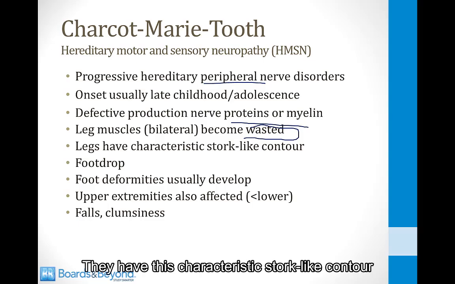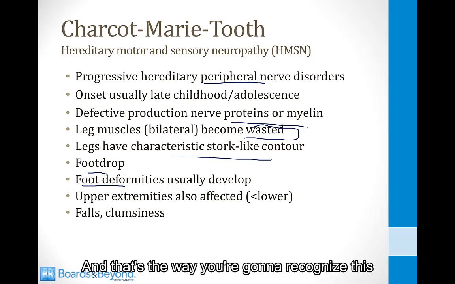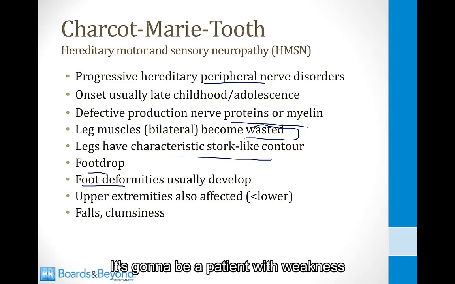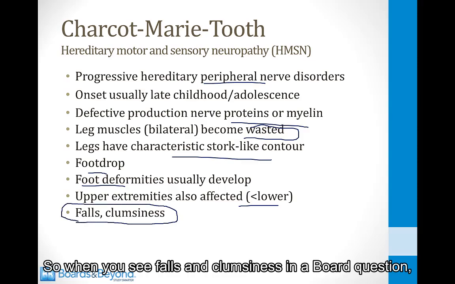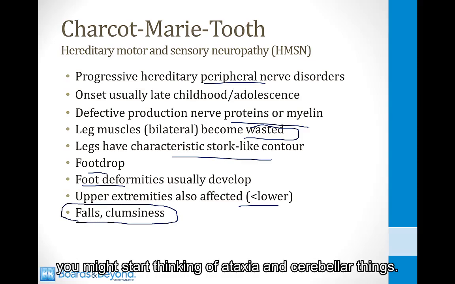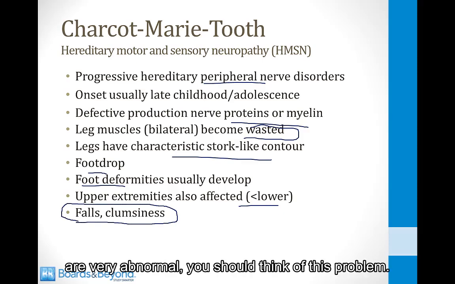They have this characteristic stork-like contour and foot drop, and they can have foot deformities. And that's the way you're going to recognize this in board questions. It's going to be a patient with weakness who has severe deformities of the lower extremities and feet. The upper extremities are sometimes affected, but not as much as the lower, and these patients will have falls and clumsiness. So when you see falls and clumsiness in a board question, you might start thinking of ataxia and cerebellar things, but when you see that the feet and the legs are very abnormal, you should think of this problem.